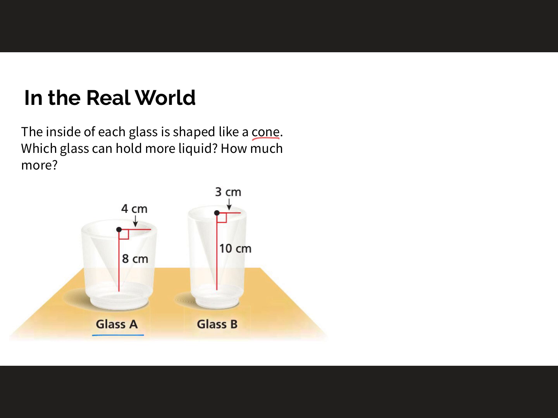Glass A, I know that my volume equals pi times my radius is 4. So this would be 16 times 8 divided by 3. So 16 times 8 gives me 128. So I have my volume here equals 128 pi divided by 3. So the volume equals, I can just divide the 128 by 3, 42.67 pi.